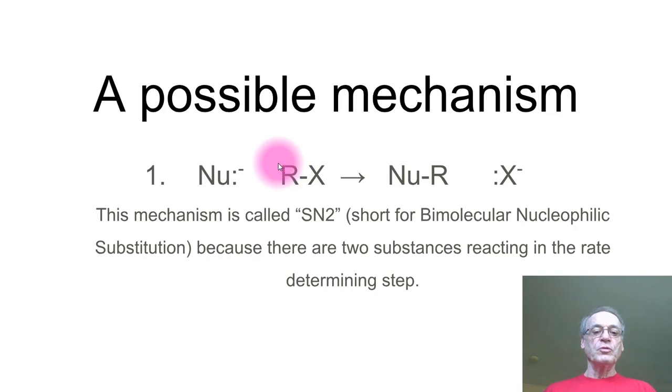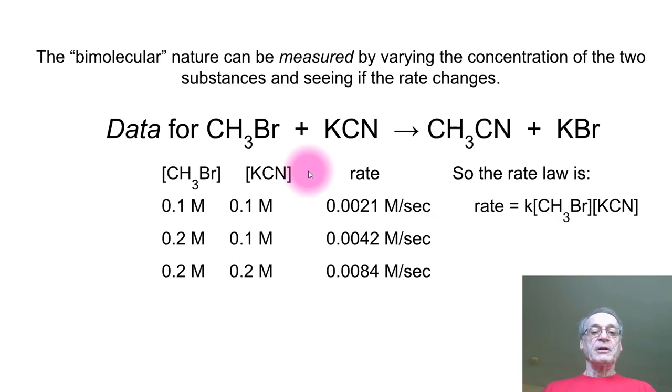And notice that there are two molecules on the left-hand side of the arrow in that step, and therefore it's called bimolecular. In other words, the rate's going to depend on how much of the alkyl halide is present, and it's also going to depend on how much of the nucleophile is present. So it depends on two molecules, so it's bimolecular. This is actually something that can be measured.